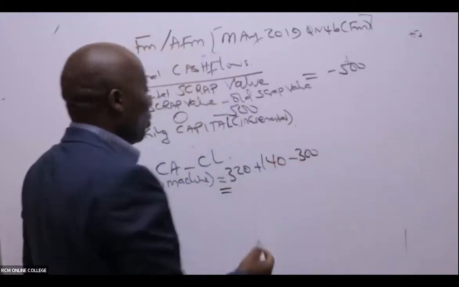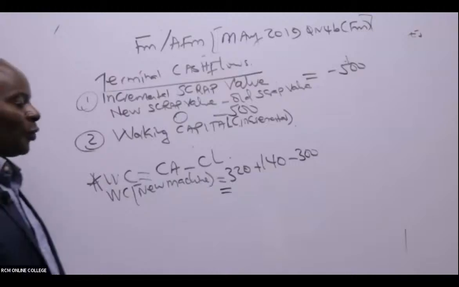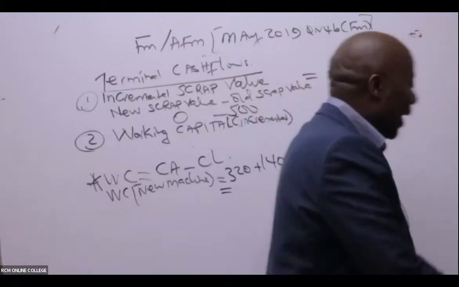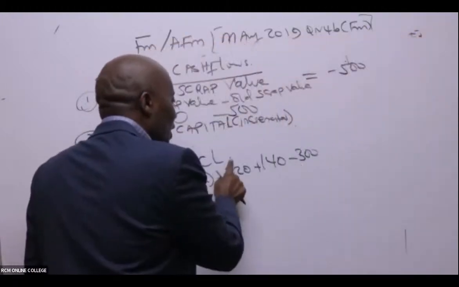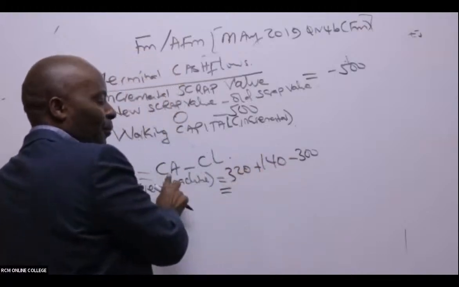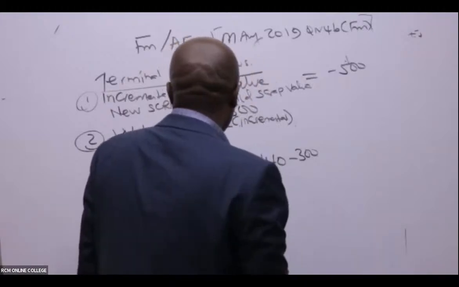So then this will give me what figure? This will give me what figure as my working capital for the new machine? Why am I adding these two? Remember, these are debtors and these are inventories. These are components of the current assets. And they're giving me a figure of 160 for the new machine.